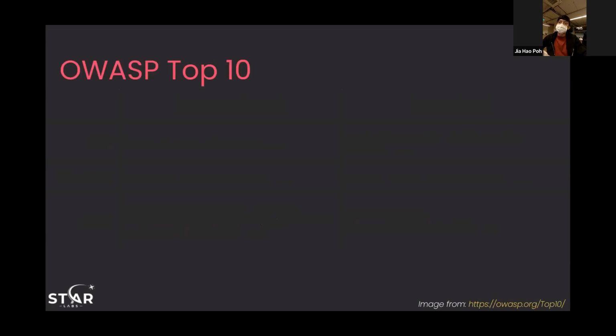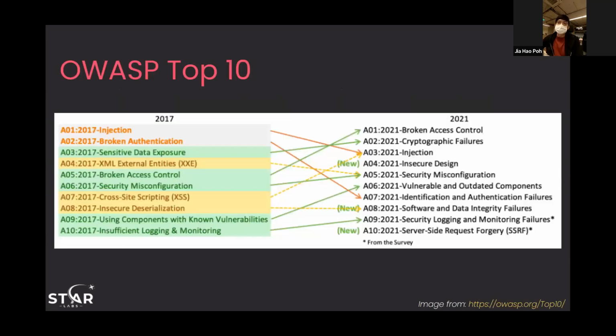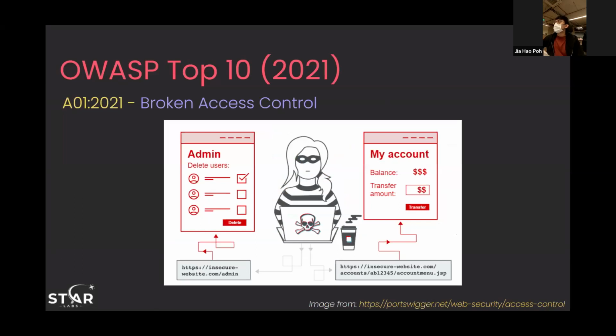Okay, OWASP Top 10, in case you don't know what this is, is a list of the top 10 most common vulnerabilities as seen in the wild. And there's a new list every 3 or 4 years. The current one is the 2021 one, shown on the right, and the left is the old 2017 lineup. We'll just take a brief look at a few of them in the 2021 list since we do not have too much time. Okay, so the first one is broken access control.